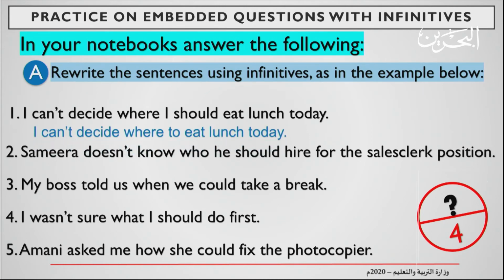I can't decide where I should eat lunch today. This should be like this. I can't decide where to eat lunch today. Now, you have number 2, 3, 4, and 5. And I decided that because I have where in here and should. You have 3 minutes.